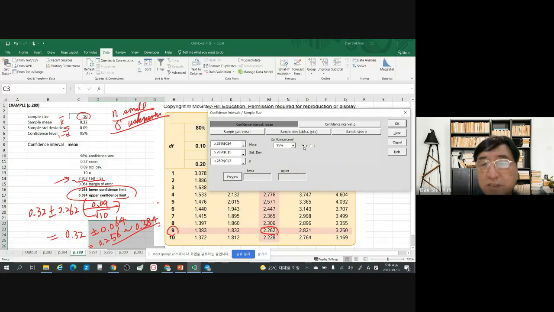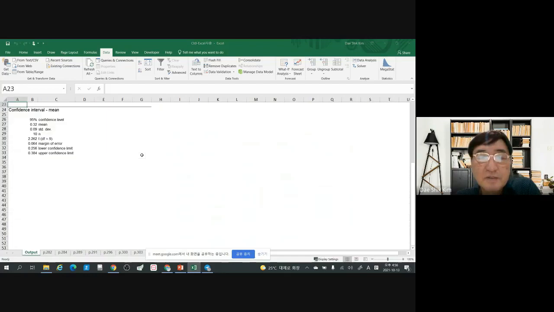So it's not the z value. You must choose t because sigma is unknown. Sigma is unknown, so we need to use the t value. When you click OK, you will have this result. When you click preview, this number will appear directly. When you click OK, it creates some pages like this. You can copy and paste.